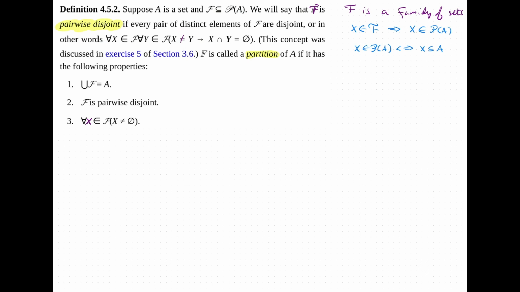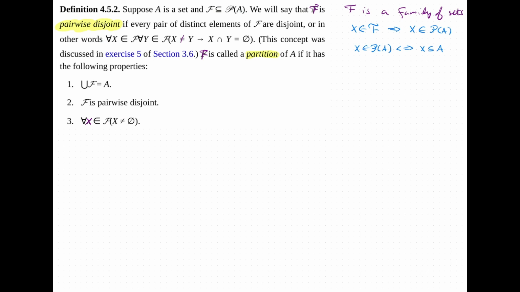We say that F, and there's a typo here, so this is script F. So we say that F is called a partition of A if the following three properties hold. If we take the union of the family of sets, then that is equal to A. We have that F is pairwise disjoint, and for every x in the family of sets, it is the case that x is not equal to the empty set.